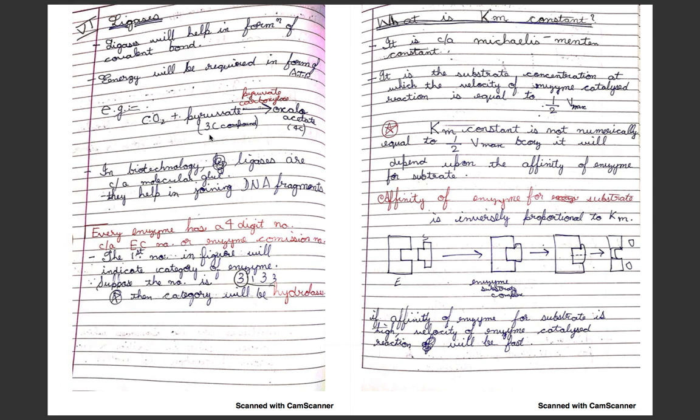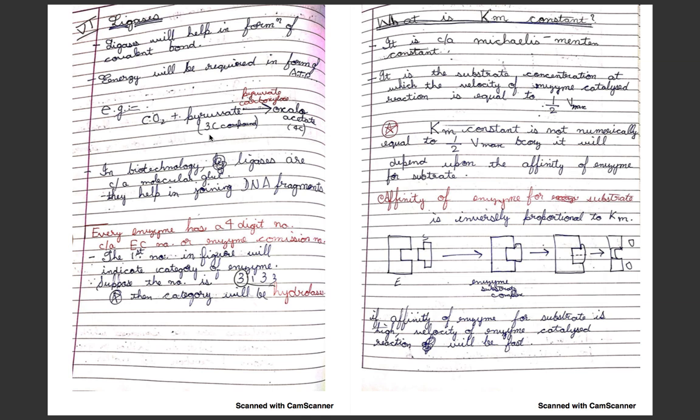Ligases help in the formation of covalent bonds. Energy will be required here, in the form of ATP. Example: CO2 plus pyruvate is acted upon by the ligase pyruvate carboxylase and forms oxaloacetate. Pyruvate is a 3 carbon compound and oxaloacetate is a 4 carbon compound. In biotechnology, ligases are called molecular glue because they help in the joining of DNA fragments.